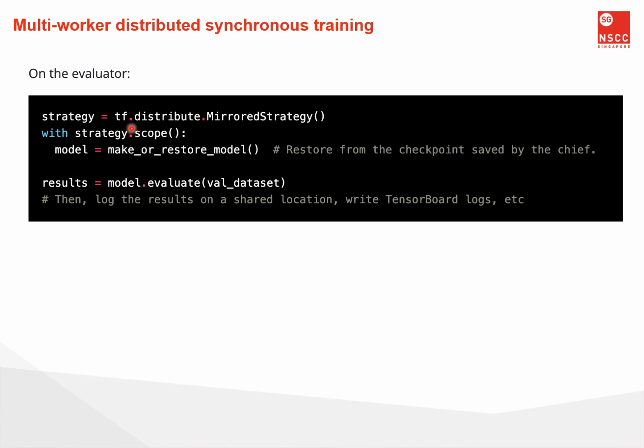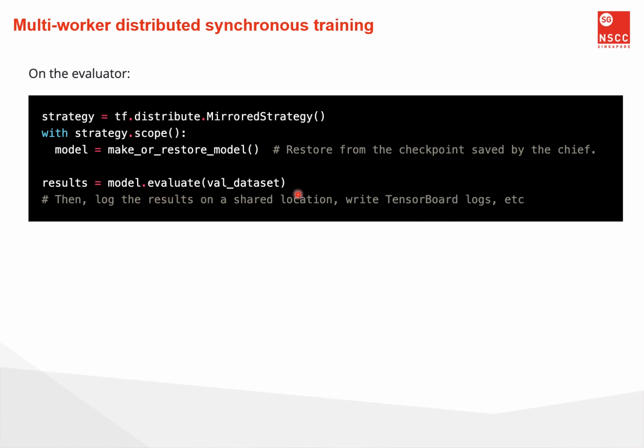Now we open up the strategy with the dot scope, and then we restore the model that's been saved by the chief. The chief, actually worker 0, saves the checkpoint containing the globally trained model at a location that everyone can access. This is not the local copy that may be checkpointed by each of the individual nodes. This is the global copy, the so-called reference copy saved by the chief. So we restore this model, and once we've restored the model, we will only call one function, which is the model.evaluate.